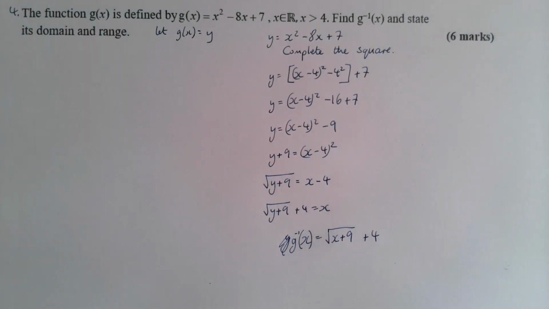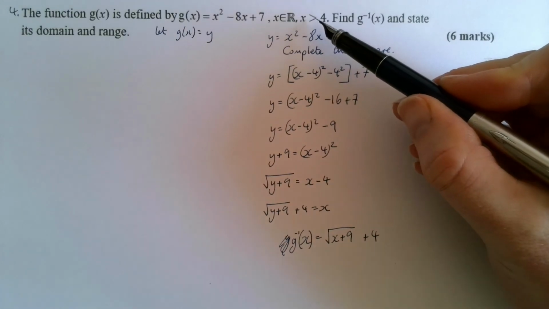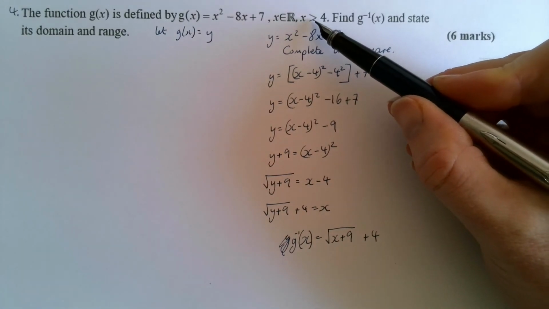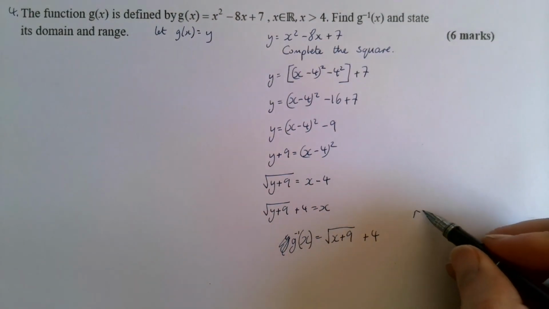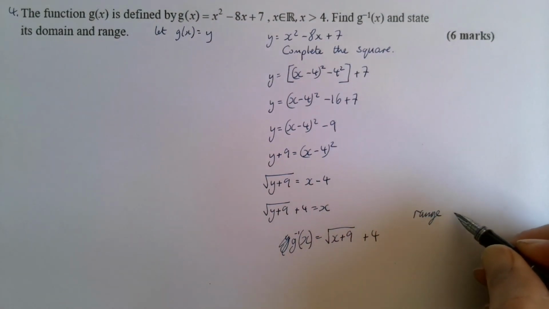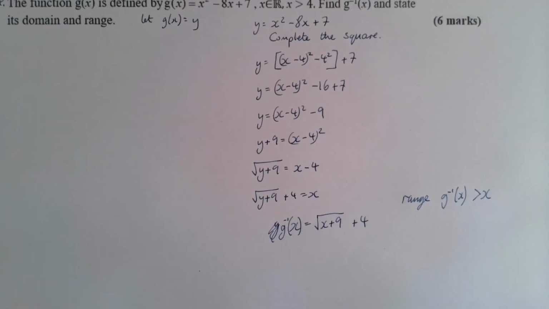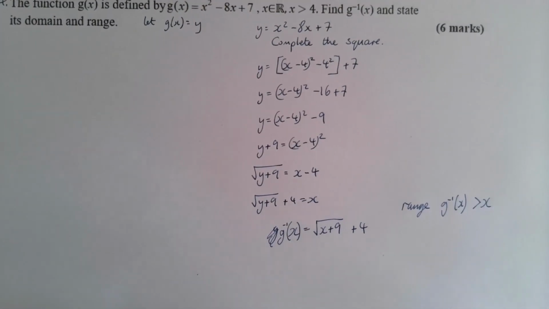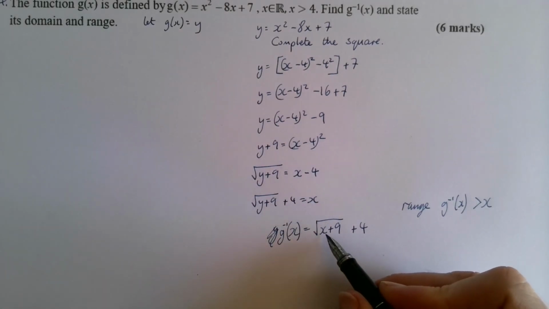And then to consider where you're coming from, where you're going to, if you look up here, the domain on the original is everything being bigger than 4. So when we go back the other way, that means the range of the inverse is going to be bigger than 4, or y is bigger than 4. They accept y is bigger than 4 is fine in the mark scheme, by the way.